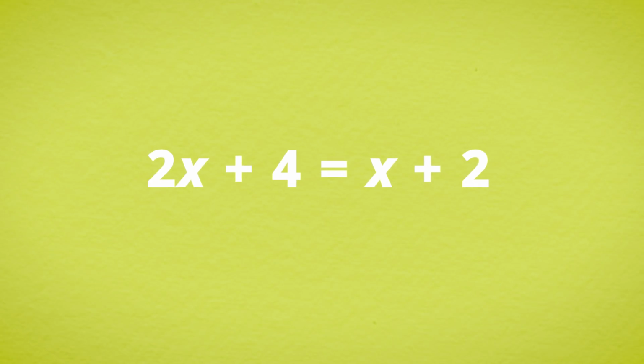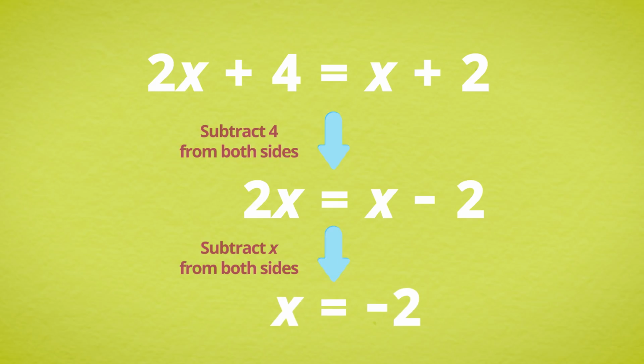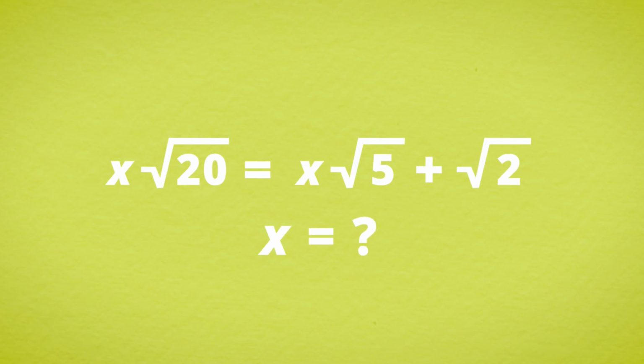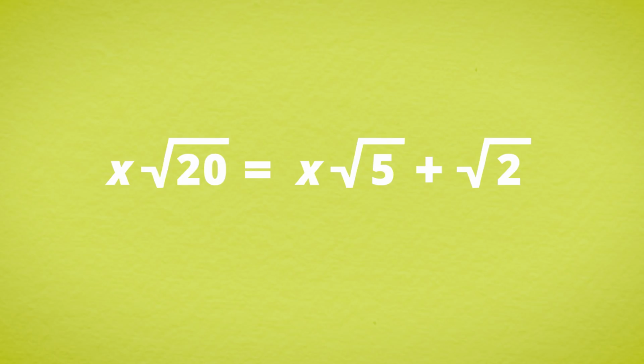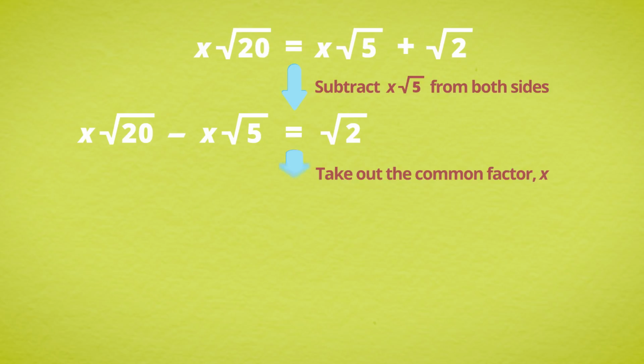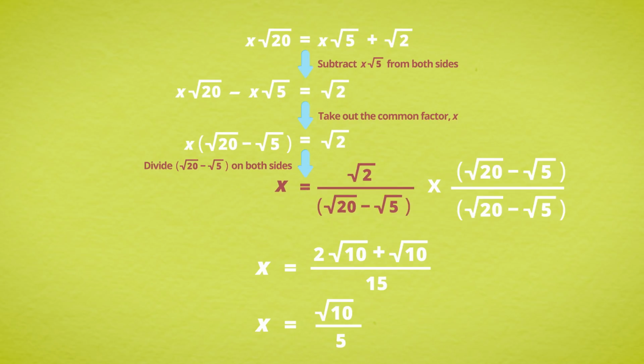You have learned that solving linear equations is about finding the value of the unknown while balancing both sides of the equation. How about solving a linear equation with surds, like this one? We can solve for x, treating these as the coefficients of the x terms to obtain this. We know we can simplify this further to give us x equals square root of 10 over 5.